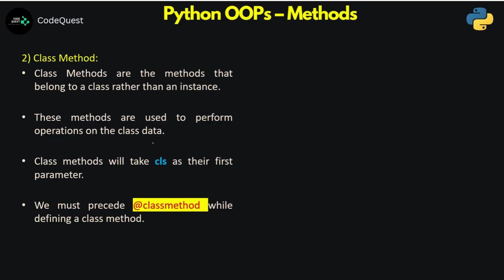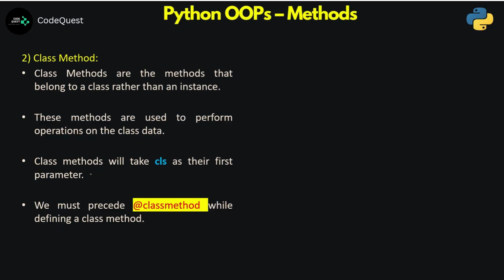So we have already seen what is a class variable. Class variables are the variables which we define inside a class and outside of any method. They are nothing but your class data or class variables. Now, class methods, how can we identify them?